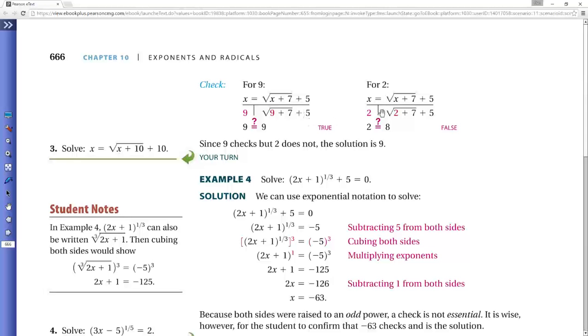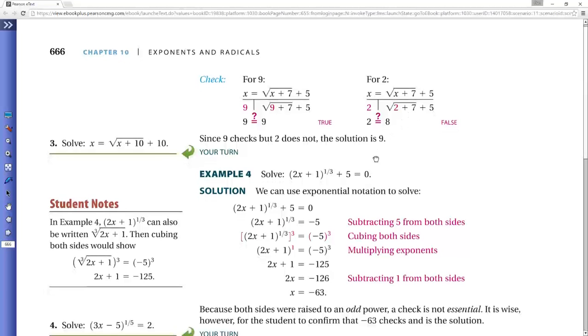If we check for 2, we end up with 2 equals the square root of 2 plus 7, and then that's plus 5. Well, this is 9, so the square root of 9 is 3, plus 5 is 8. So 2 does not work in this case. So we only have one solution that makes this true after we check.